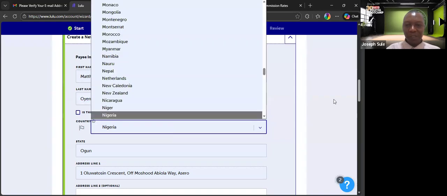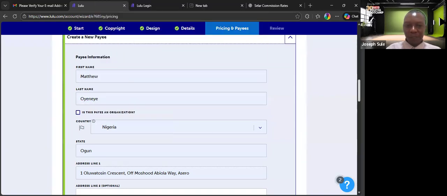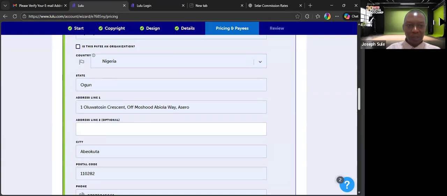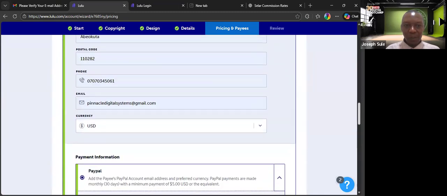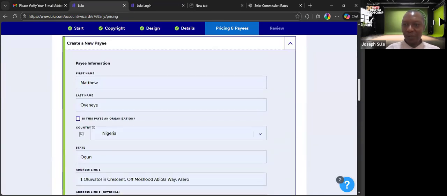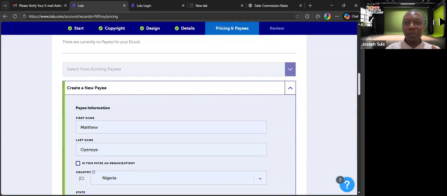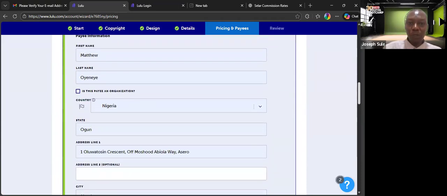And where you see based at Nigeria, state, Ogun State, it even brought this information here because I've used this somewhere else before. And Abeokuta, and the postal code and his phone number and his email and his currency of trading. I've entered all of this information. This is flashing up because I have used the information to open up another account for him. But for you, being your first time, you will need to enter this manually.